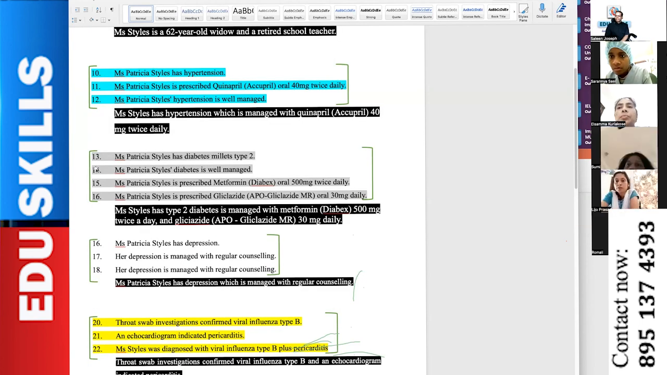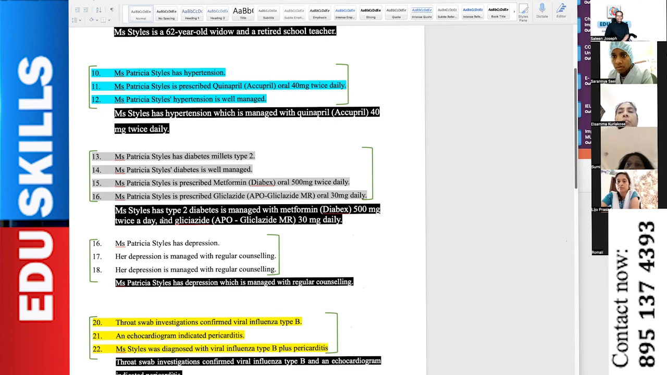Ms. Patricia has diabetes mellitus type 2. Ms. Patricia Styles' diabetes is well managed. Ms. Patricia Styles is prescribed metformin, diabetes oral 500 mg twice daily. Ms. Patricia Styles is prescribed gliclazide, APO gliclazide MR oral 30 mg daily. Now, there are four simple sentences which I have transformed into one single compound sentence. Four simple sentences, four aspects combined into one compound sentence.